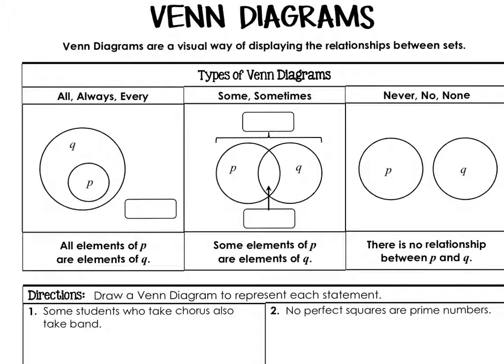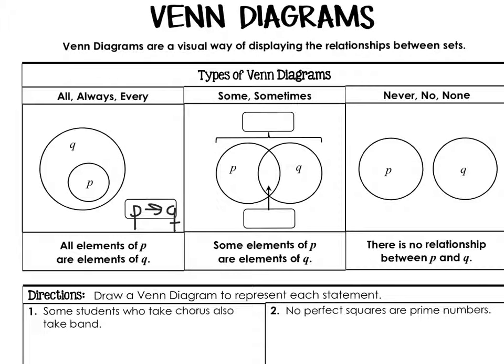So this is just some quick instruction on how to fill out the notes page on the Venn diagrams, and gives you a little bit of reminder of what Venn diagrams are. So we use them just to show relationships, and the three different types of diagrams are shown here. The first one on the left is a circle inside a circle, and the symbol that we used for that type is P implies Q.